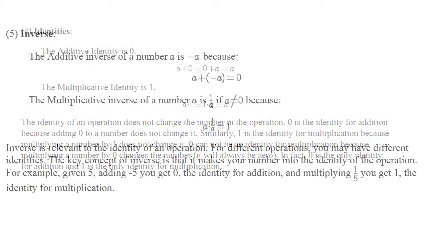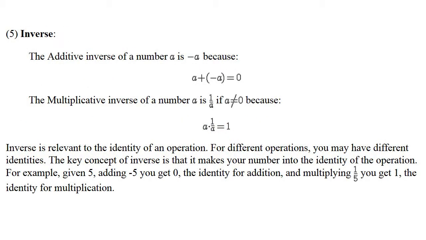Let's talk about the inverse now. The additive inverse of a number is the opposite of that number. So if the number is a, its additive inverse is negative a, because if we take a and add negative a to it, we're going to get 0. The multiplicative inverse of a number, such as a, is going to be 1 over a, assuming a does not equal 0. Because if we take a and multiply it by 1 over a, we're going to get 1.